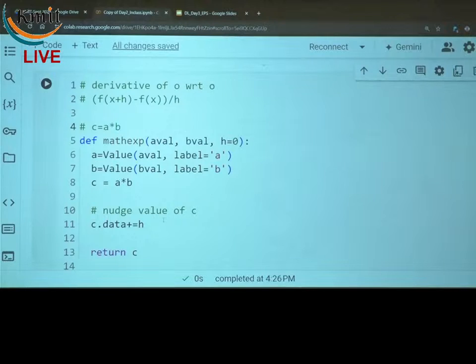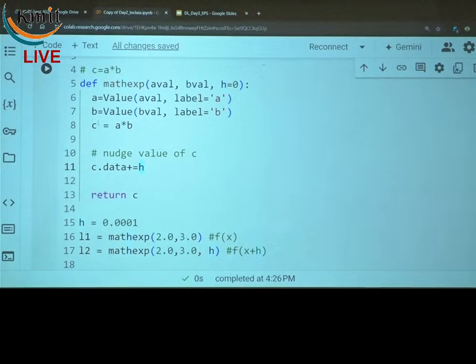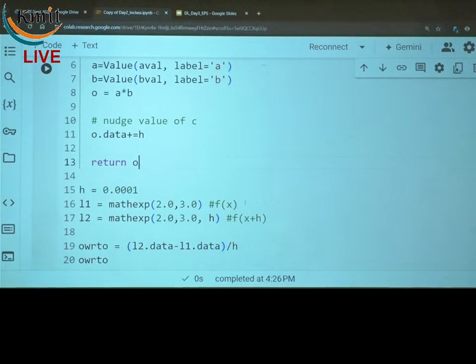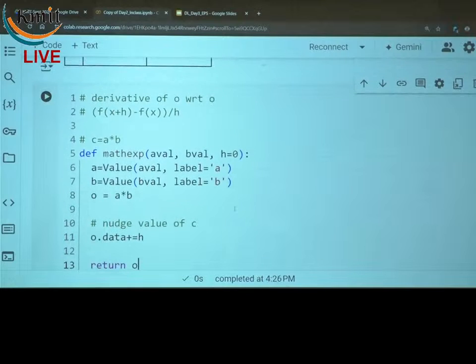So in that case, I'm nudging the value of C, that is the output. Now in case you're getting confused with C and O, then you can just replace this with O. In that case, all the variables will have the same name, right? You can do the same thing. So every time I'm nudging the value of the variable with respect to which I want to check the derivative. So the first cell had derivative of O with respect to O.